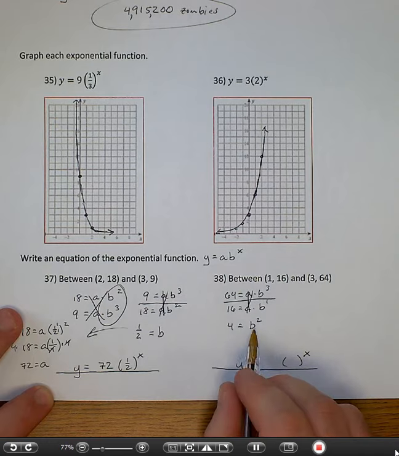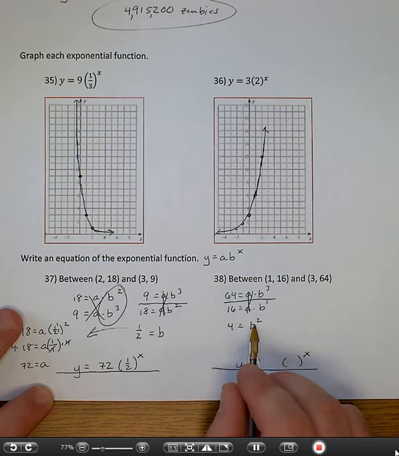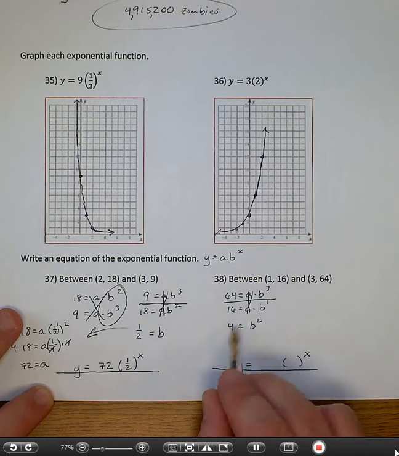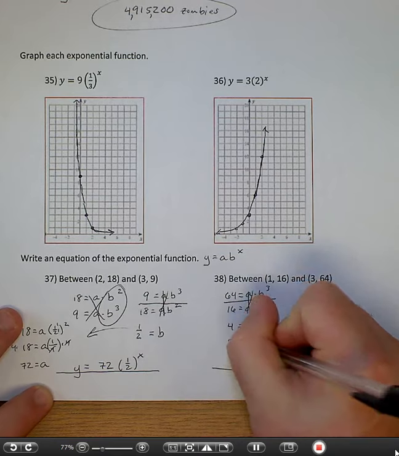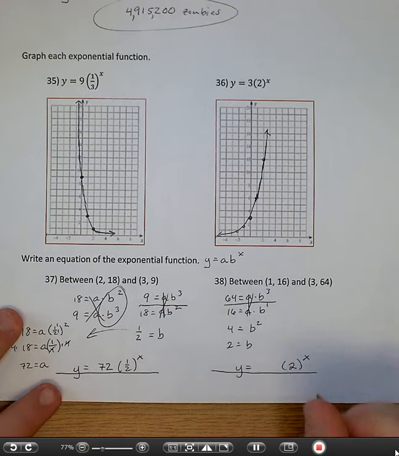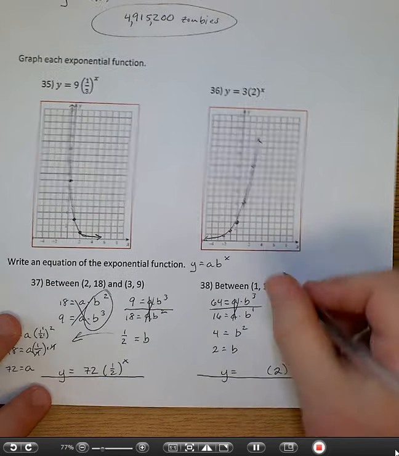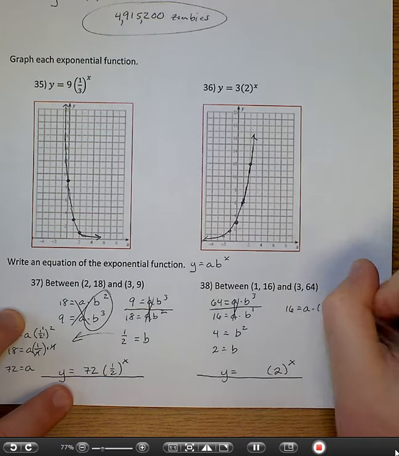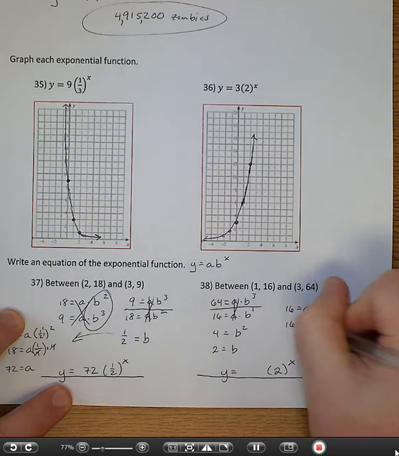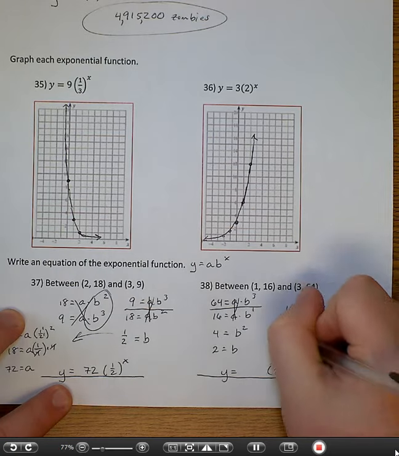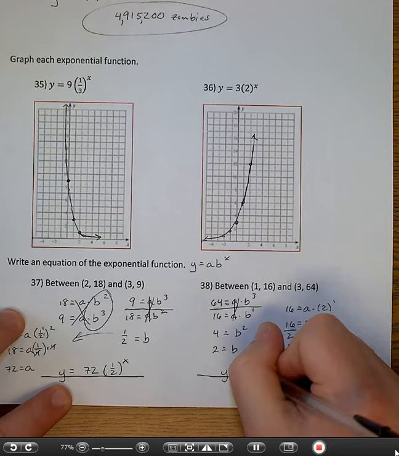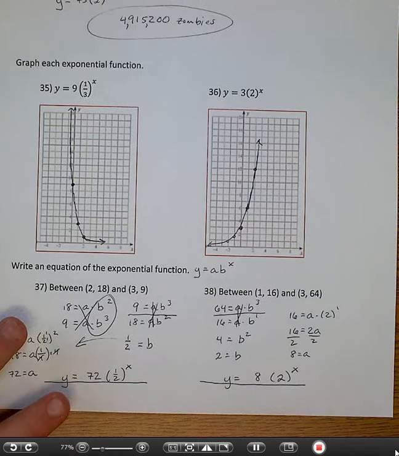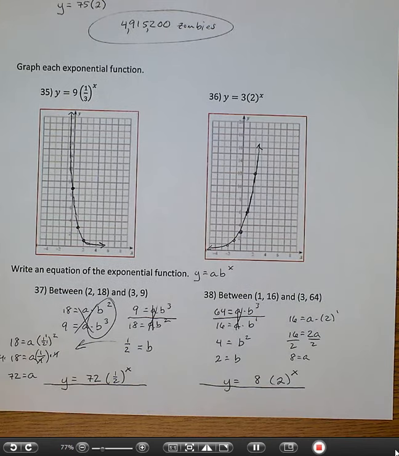That's b squared. We don't know how to solve that yet, but what number times itself gives me 4? That's 2. So b is 2. Now I can take that 2, plug it in. 16 equals a times 2 to the first. Well, 2 to the first is just 2. Divide by 2, you get 8 equals a. And there's my equation. Okay, and that's it.